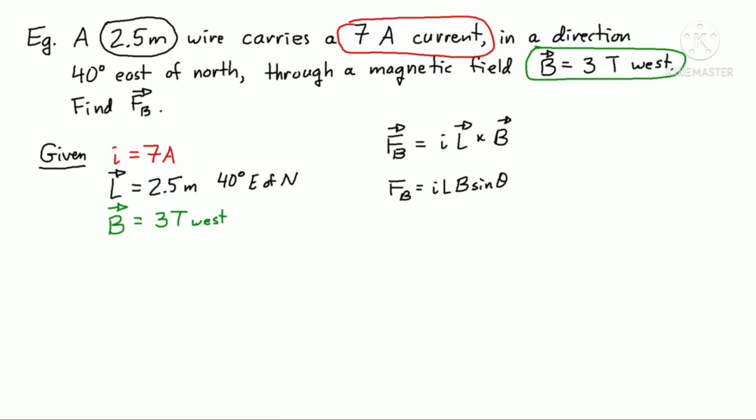Looking at the first one, F_B is equal to I L cross B. I have the L vector, I have the B vector, but it's not immediately obvious how to set up the cross product. And as with all physics problems, I really need to do a sketch for this because the directions are expressed with respect to the east, north, and west.